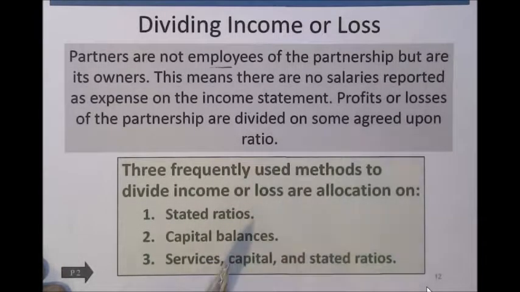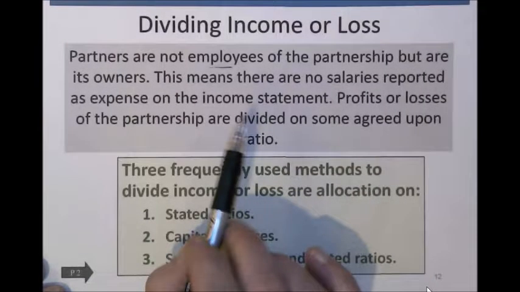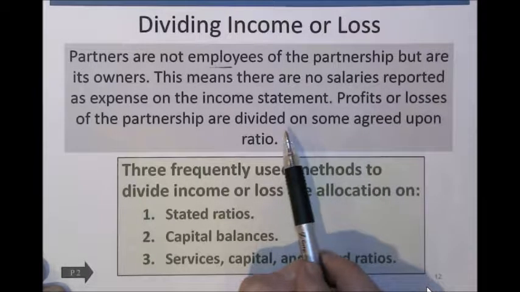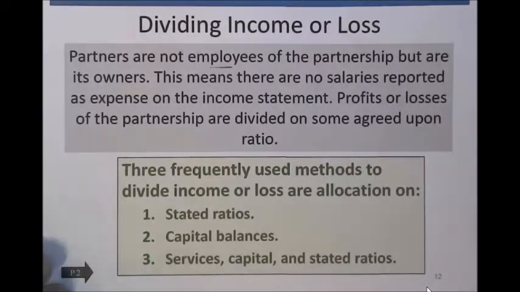So when we talk about salary allowance, we're going to do that in a little bit. That doesn't mean somebody's getting money. This just means it's a way of dividing net income and net loss. Profits and losses are divided on some agreed upon ratio. So we're going to look at 3 different ways of taking the net income and dividing it between the 2 partners.